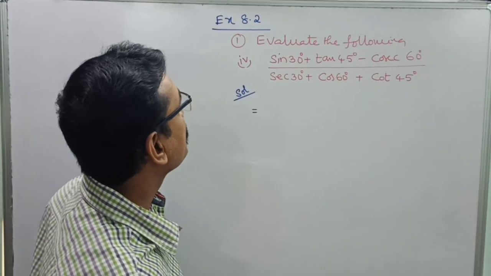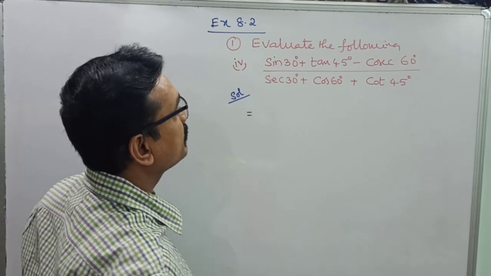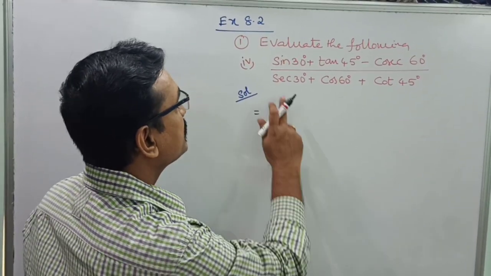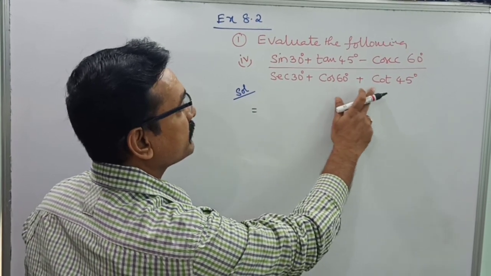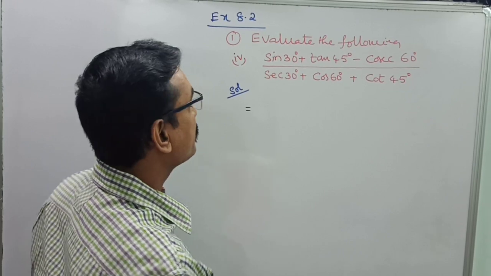Exercise 8.2, question number 4, first Roman 4th question. Given sin 30 degrees plus tan 45 degrees minus cosec 60 degrees by sec 30 plus cos 60 plus cot 45. So substitute those values directly and simplify.